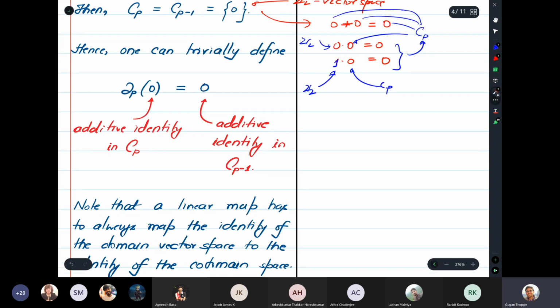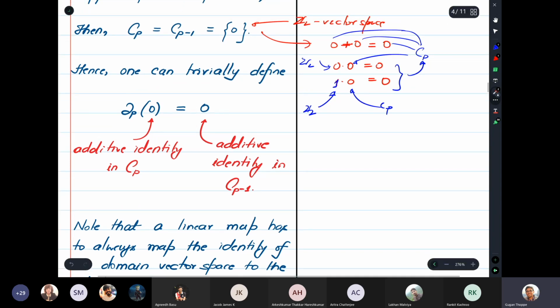But nevertheless, this justifies why we chose this Cp minus 1 to be the trivial vector space, right? So let's try to appreciate the reason for defining Cp and Cp minus 1 in this fashion, right?